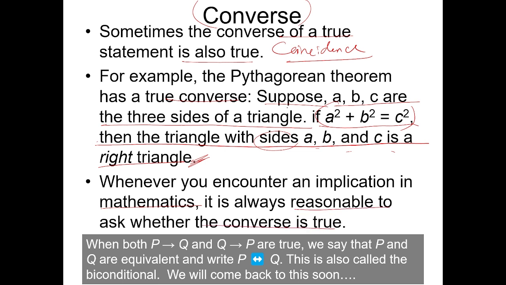Because if that is true, then P implies Q is true and Q implies P is also true. So you could just write this. Q implies P is also true. P is technically then logically equivalent to Q. When both P implies Q and Q implies P are true, we say that P and Q are equivalent and we write P if and only if Q. This is also called the biconditional. Okay, we'll come back to this soon.